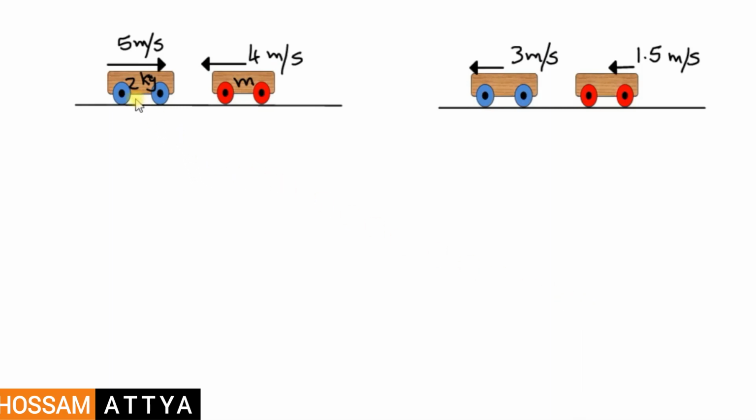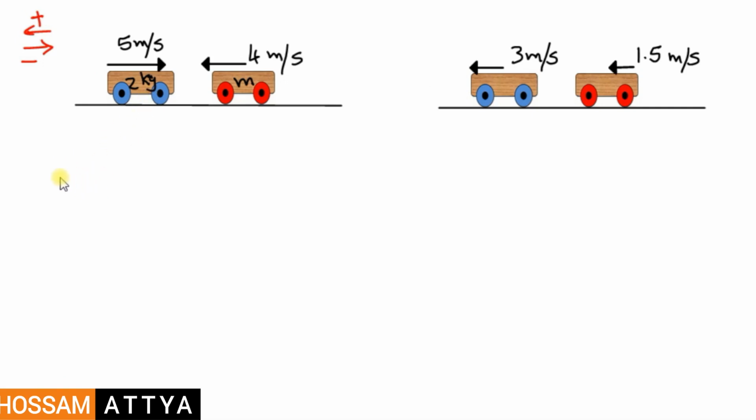For example, here 2 kg traveling to the right by 2 meters per second collides with unknown mass m traveling to the left by 4 meters per second. It seems after the collision that both of the trolleys are traveling to the left. So here we can consider the left to be positive and the right to be negative.